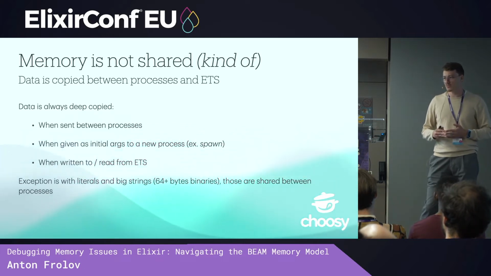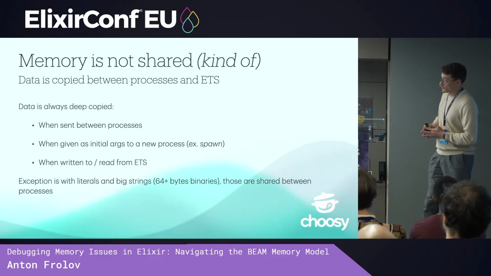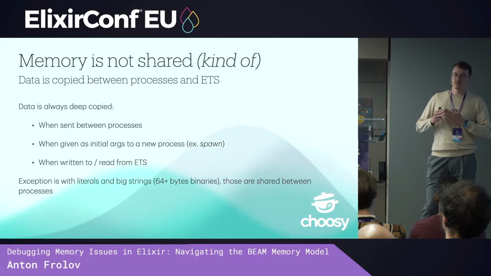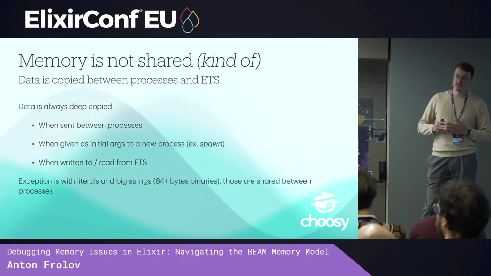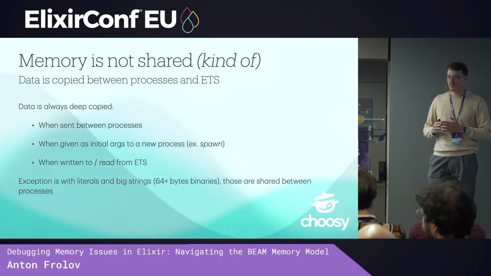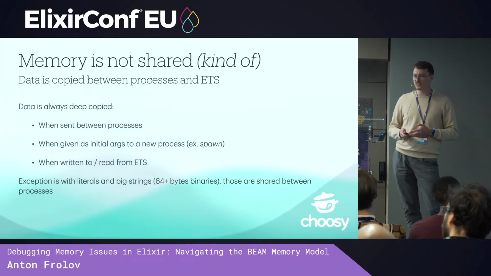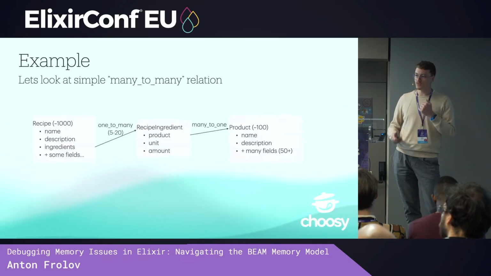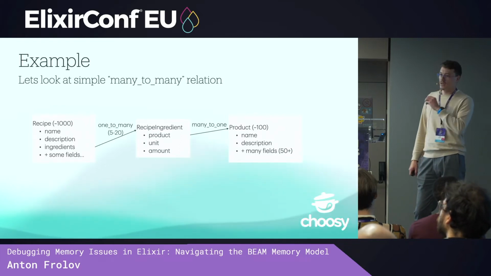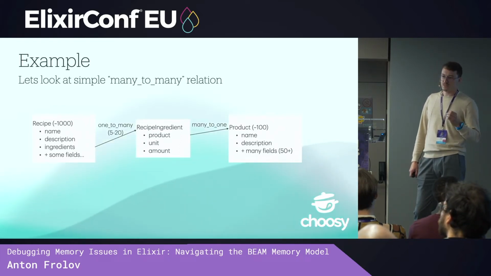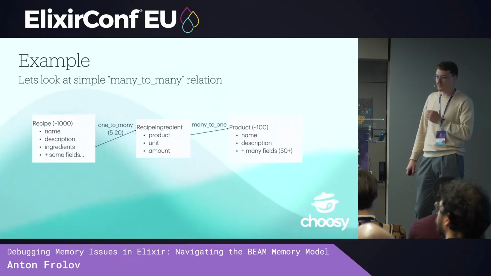Yeah, there is an exception with literals and so-called big strings. For my talk, it won't matter much, so we won't be covering that, but I do advise you to read about off-heap allocation and big strings and how reference counting works in Beam. A pretty interesting topic. So now let's look into an example. It's taken from what we have in Choosy. For your meal plans, you're going to have a recipe as a basic building block, and you have a product.